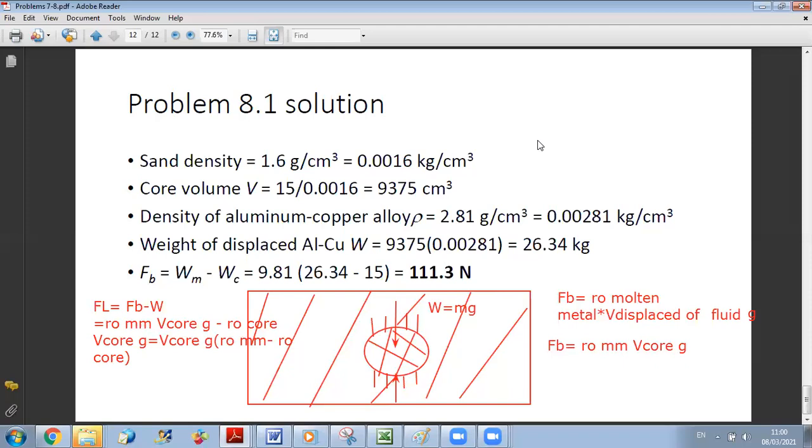Doctor, is the volume of displaced fluid always the volume of the core? No, it depends. Let me give you an example. If the core is like this and it is not completely immersed, say the molten metal reaches up to here, then what would the displaced volume be? It would be only this part. You will just take the part of the core inside the molten metal. Everything outside is not counted in the displaced volume. Okay, thank you. Any other question on this?